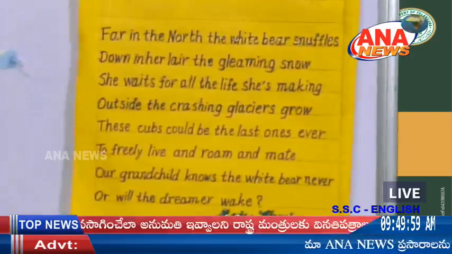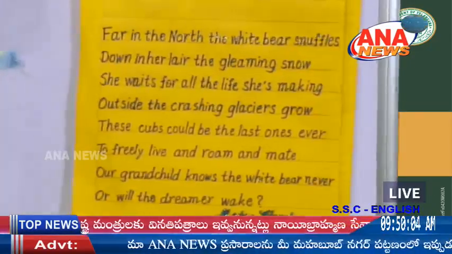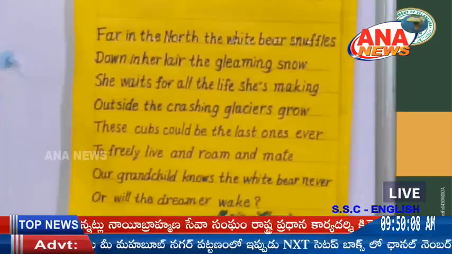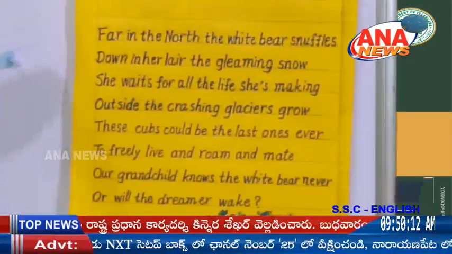Future generations will not be able to see any white bear. They have to see all these animals in pictures. Or will the dreamer wake? At least the dreamer has to wake up now. He has to do something. Otherwise, all the animals will disappear.